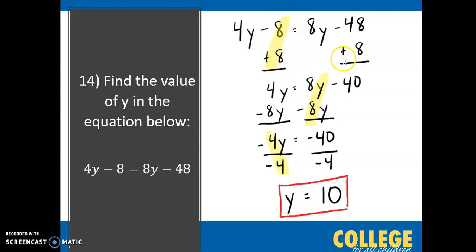I add 8 on both sides, so the negative 8 and positive 8 cancel. Negative 48 plus 8 is negative 40. And so I have 4y equals 8y minus 40. I want to move the 8y to the other side so all the letters can be on the left. So I subtract 8y from both sides. These cancel. 4y minus 8y is negative 4y, and all of that is still equal to negative 40. I divide by negative 4 so that these can cancel, and negative 40 divided by negative 4 gives me 10. So my y variable is equal to 10.